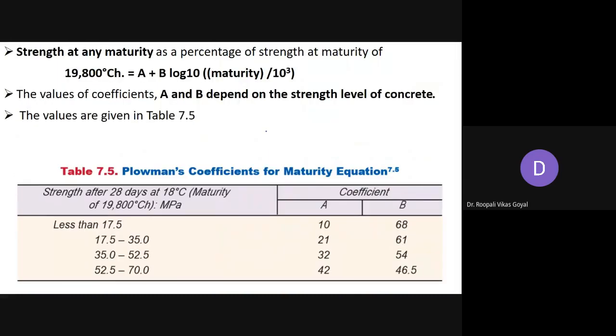Now, if you want to find out the strength at any maturity as a percentage of the strength at the maturity of fully cured concrete, the value for fully cured concrete is the same, 19800 degree centigrade hours. But if you want to find out the strength at any maturity as a percentage of strength at that particular maturity, this equation can be used.